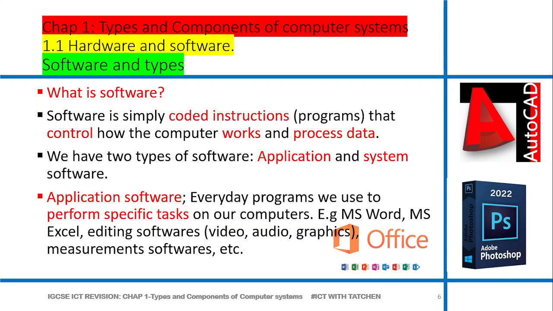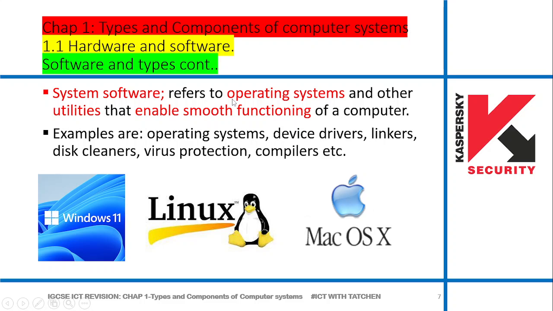Now, the next type of software is system software. This one is very, very important. Simply, system software are operating systems. Later on, we'll look at operating systems in detail. System software are operating systems and other utilities that enable smooth functioning of a computer. What do I mean by other utilities? The other utilities are things like antivirus, disk cleaners, compilers, linkers, and all those things. Those are other utilities that help your computer to run smoothly.